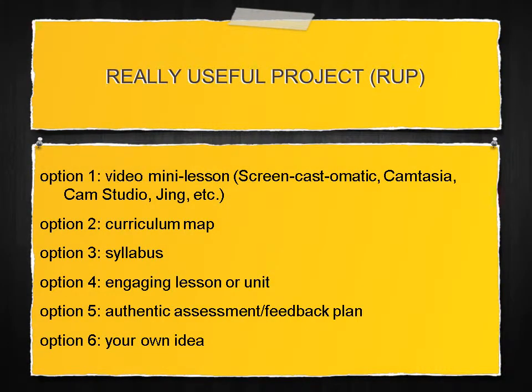The second major project in this course is called the Really Useful Project, or RUP. The idea is to use the content from the course and to make a product that you can use in your professional situation. This is an open-ended project, and it's done so on purpose so that you can be as creative as you want to be. We've provided you with some options just so that you can get some ideas. Options like a video mini lesson, a curriculum map, a syllabus, an engaging lesson or unit, an authentic assessment or a feedback plan, or your own idea.